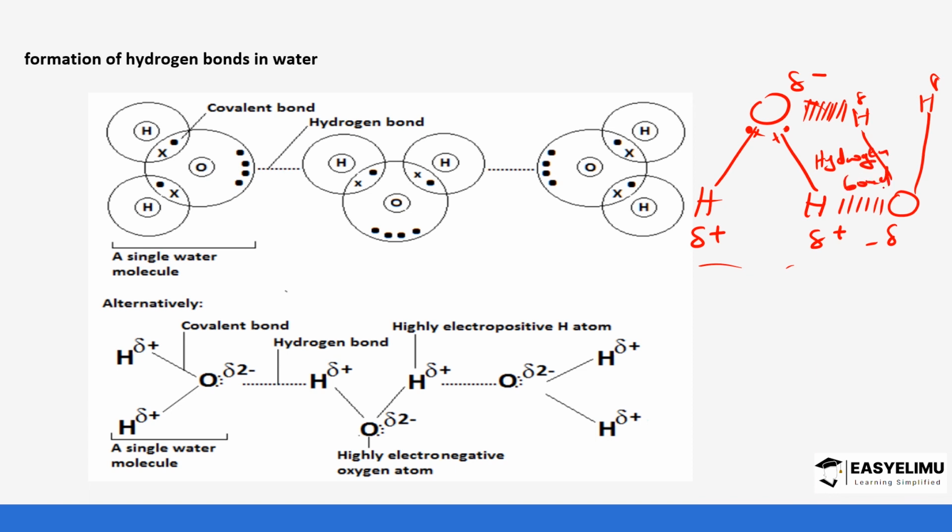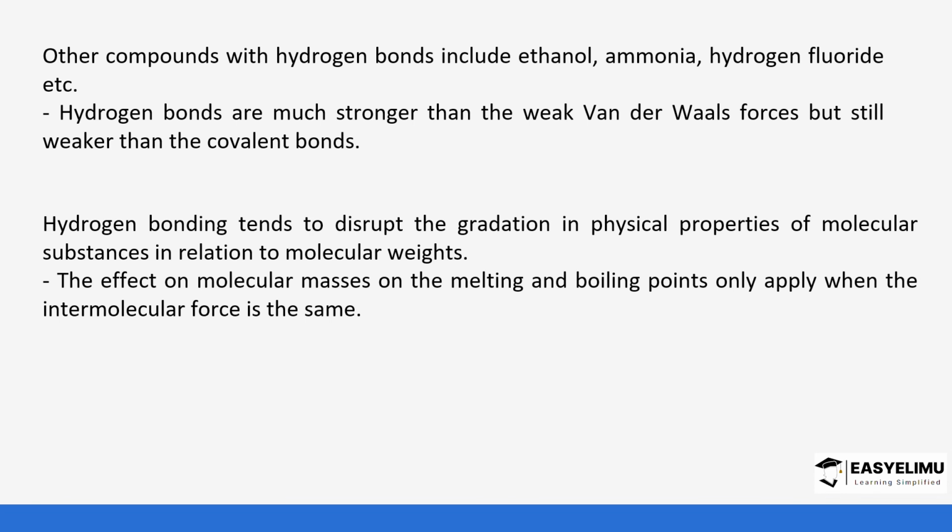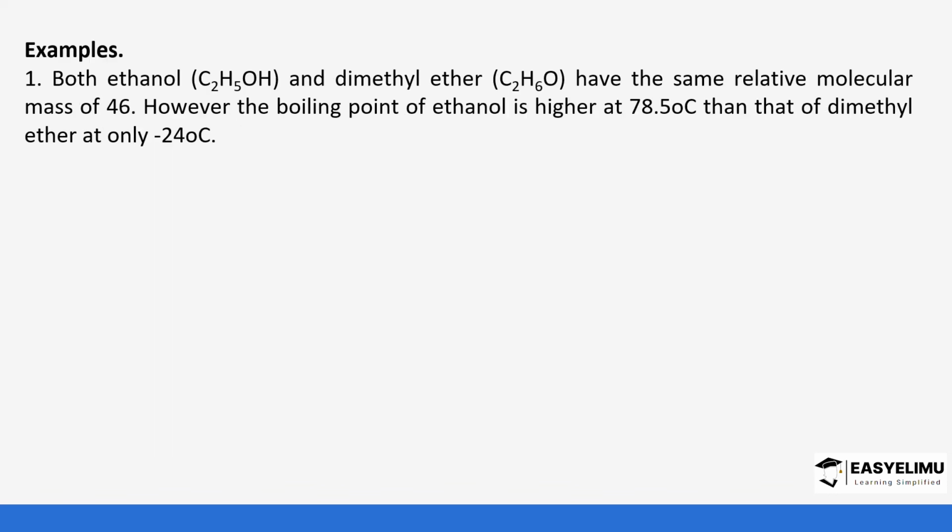And this hydrogen bond is usually much, much stronger than the weak van der Waals forces. And this hydrogen bond is the one that disrupts some of the physical properties of molecular substances. And we are going to see an example of compounds that are of the same molecular mass, but they differ in their melting point and boiling point simply because they have the hydrogen bond and not the weak van der Waals forces. And that example is below.